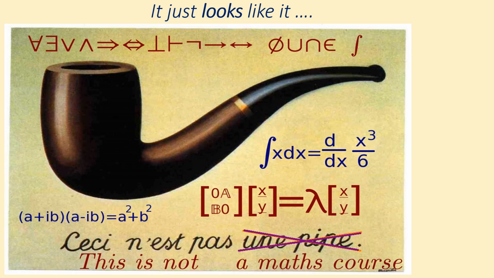It may look like a maths course, but this is a very famous painting by the Belgian surrealist René Magritte. Magritte's painting is an example of do not judge things by appearances. The French means ceci n'est pas une pipe. This is not a pipe. It isn't a pipe. It's a painting of one.